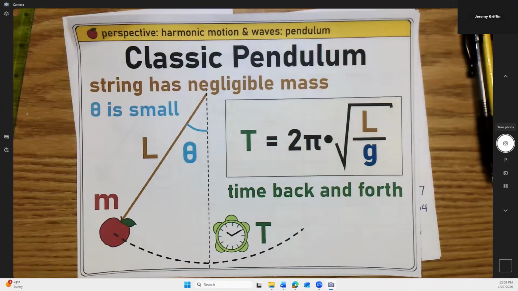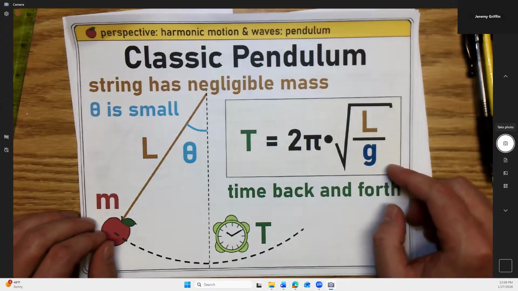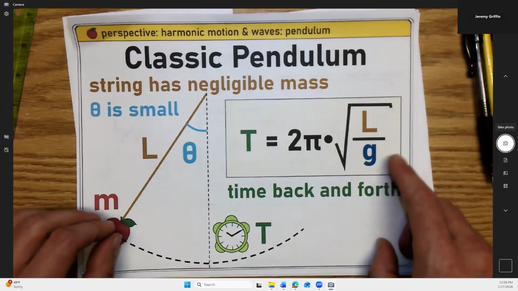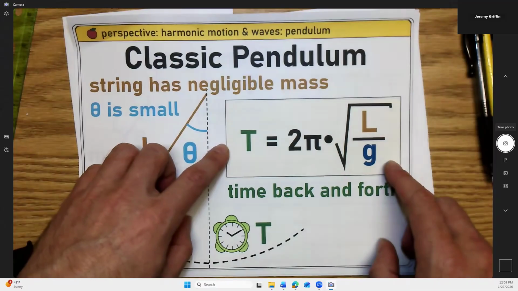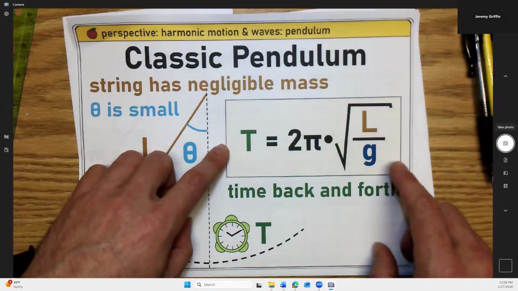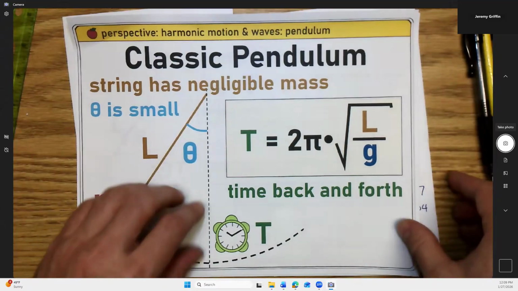How about this? What if I go to a planet that has 9 times the gravity field? Ooh. Guys, 9 times the gravity field. What happens to the time period? 1/3. So it's now swinging back and forth faster.